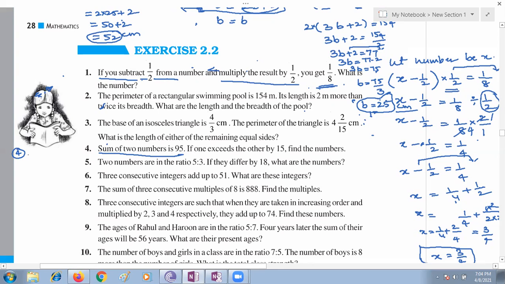Wait, Siddharth. Wait, let me explain. Sum of two numbers is 95. That means x plus y is 95. One exceeds the other by 15. That means the difference of those two numbers is nothing but how much? Exceeds means the difference between two numbers is 15, right? Now, if you add up these two simple equations, what is happening? x plus x becomes 2x, plus y minus y becomes 0, is nothing but 95 plus 15.